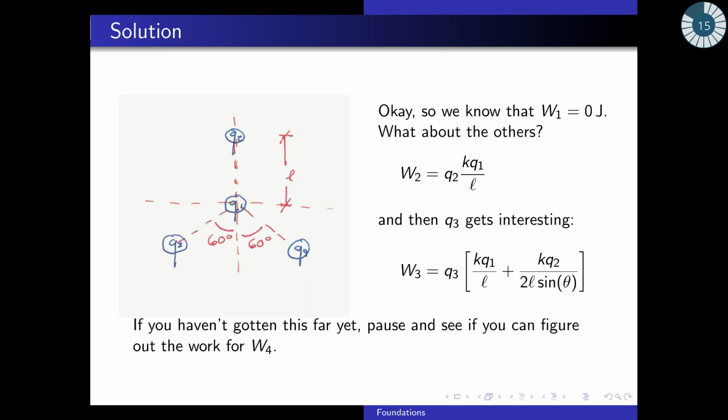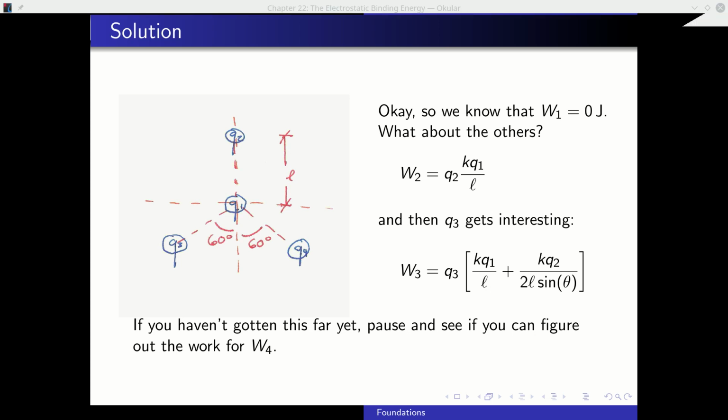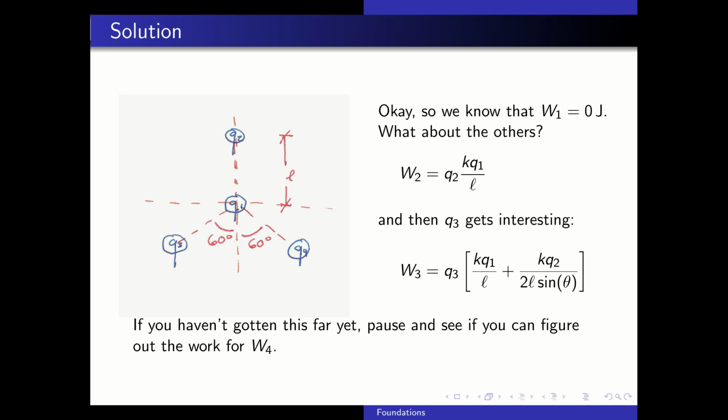Alright, so we know that work 1 is equal to 0 joules. That's easy. What about the others? Well, let's bring Q2 in. Now when we bring Q2 in, only Q1 is present. And so there's only this one potential due to charge 1. And here I've actually gotten it right, and there's a minus 0 as we move it in from infinity. I didn't remember the case this time, so at least I improved.